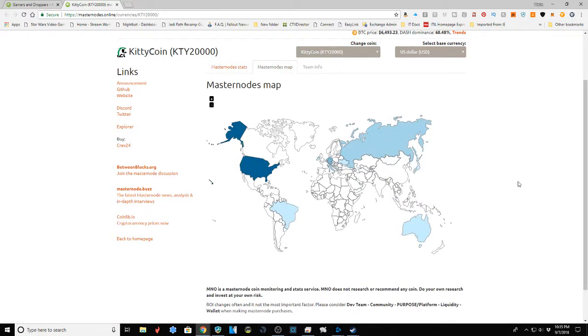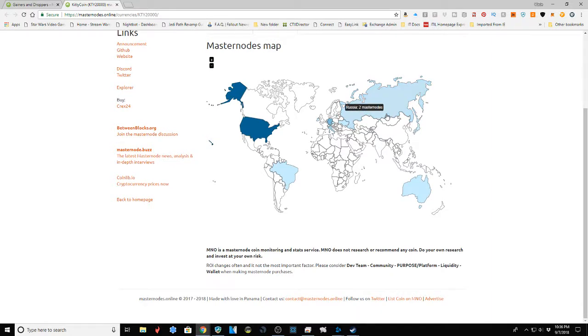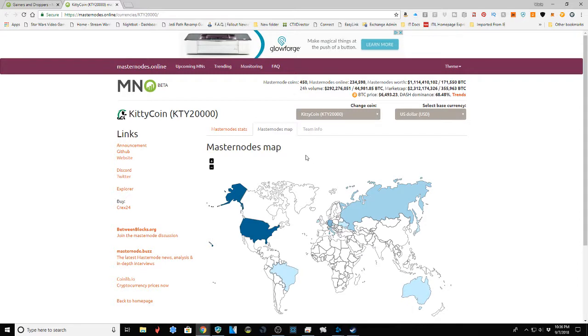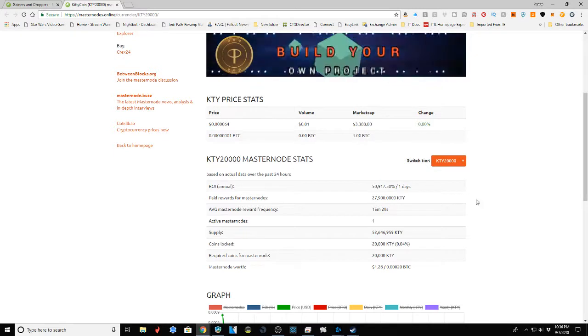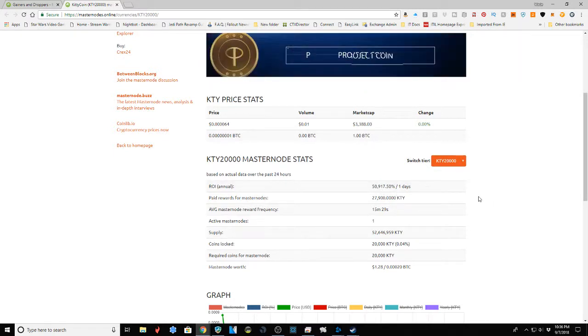This particular one has Masternode maps, because Kitty Coin was actually a coin at one time. Right now there's 2 Masternodes in Russia, 4 in Germany, a couple in Italy, 1 in Australia, 1 in Brazil. There's 21 in the US. So from when the coin was actually valid, there were a number of people who set up Masternodes. So the coin still transfers data. The network still exists.